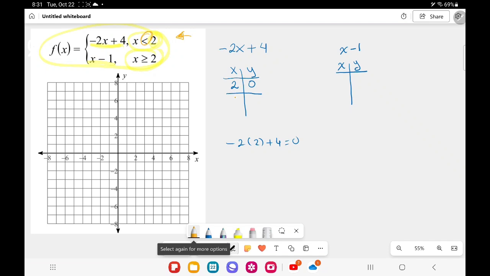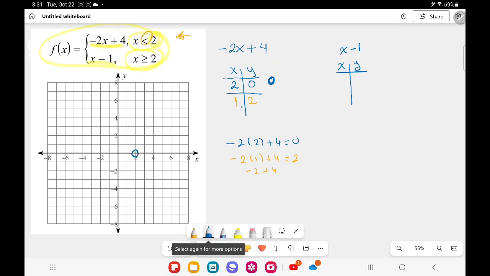Let's work with 1. 1 is to the left of 2. So when x is 1, I have negative 2 times 1 plus 4. This negative 2 plus 4 gives me 2. So now, at the boundary, I don't have an equal. So this 2, 0 is going to be an open circle. So 2, 0, I have an open circle.